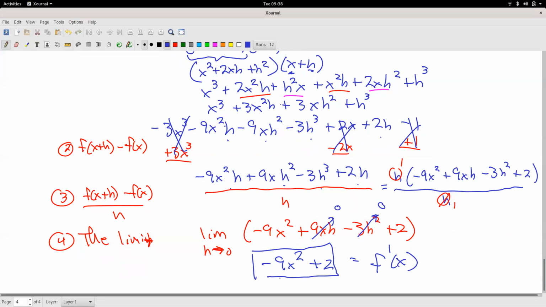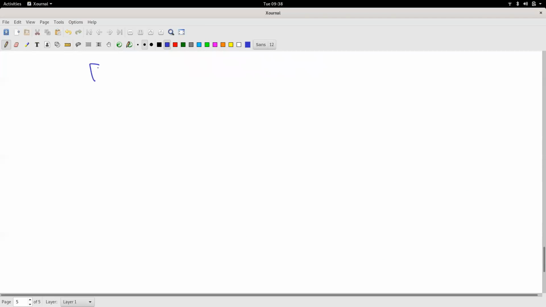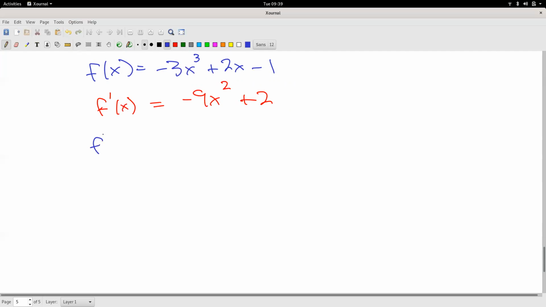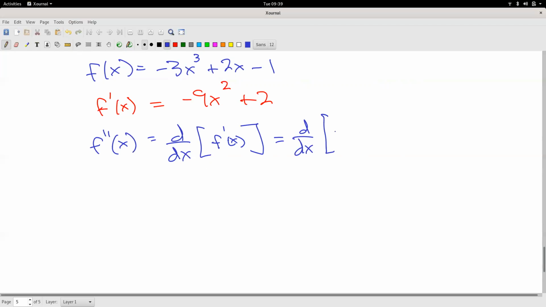To find the second derivative, we just take the derivative of that result. So new page. We started off with f of x equals negative 3x cubed plus 2x minus 1. And we found that f prime of x is negative 9x squared plus 2. We want to now find the second derivative, which means take the derivative with respect to x of f prime of x. Now, just a note on notation. Hopefully you saw this in the book when you read it. F prime of x, right? So here's my second derivative outside. On the inside, I took the derivative with respect to x of f of x.